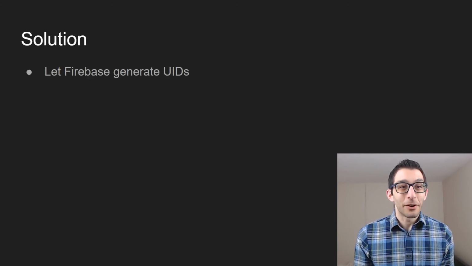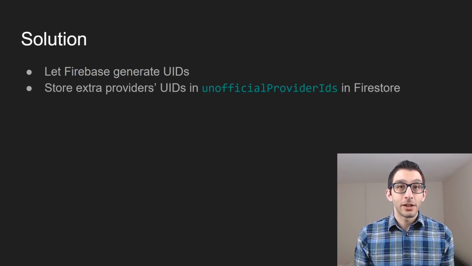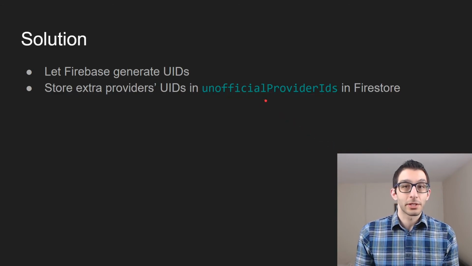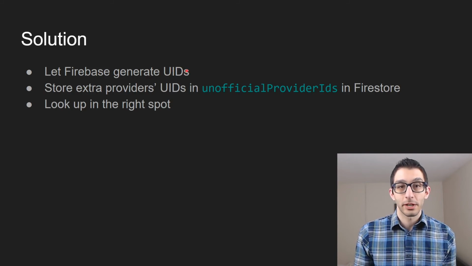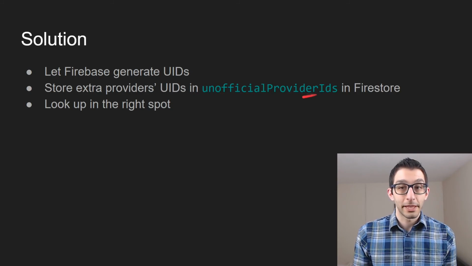It's simple in the end. We let Firebase generate UIDs for us, even on Twitch. Then we store your Twitch UID into a property in Firestore. And I just call this unofficial provider IDs, and it's an array. And then when we want to look up your user, we need to look it up in the right spot. So if it's a Google account, if it's a Twitter account, we're looking it up as your main UID. But if it's a Twitch account, we're looking it up in this array.